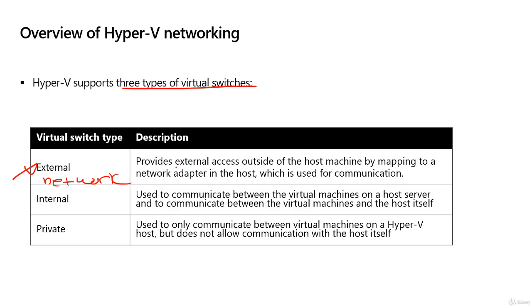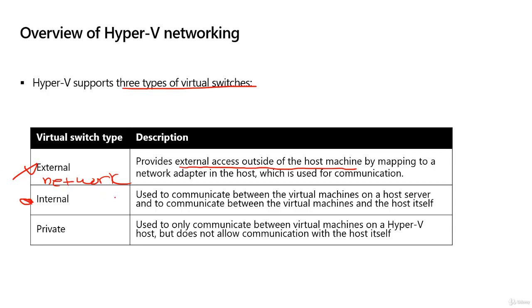The only one of these that can connect you to the network is external. That will provide you external access outside of the host machine. It does that by mapping to a network adapter in the host. So your virtual machines will use a network adapter in the host to communicate with the network, with the internet. That is the only one that allows network access. The internal and private are both isolated.